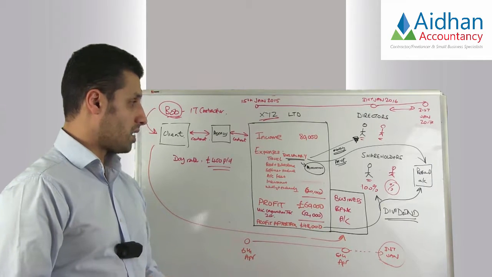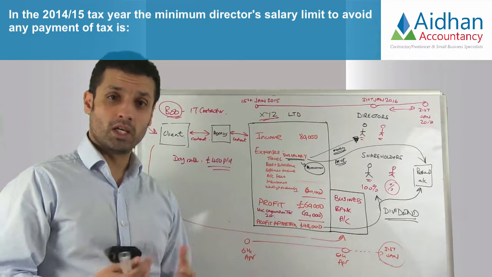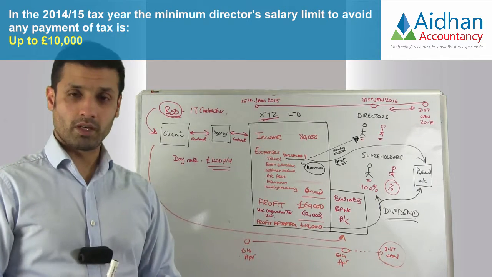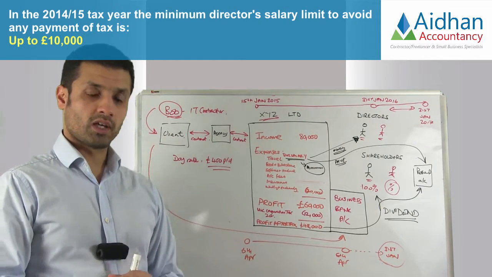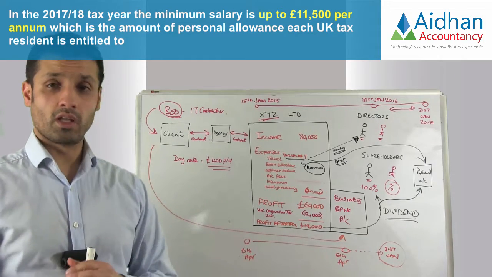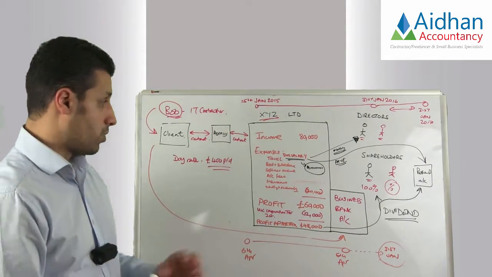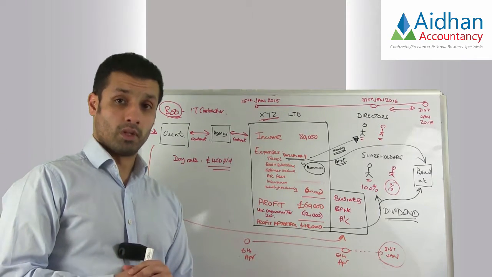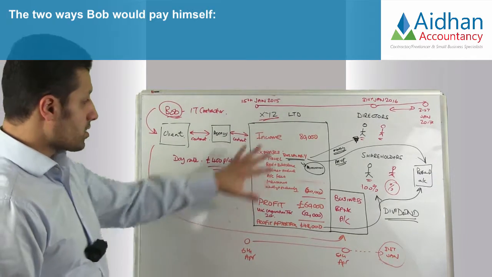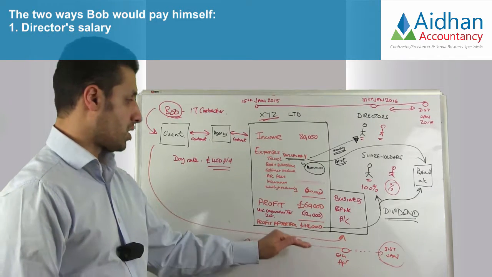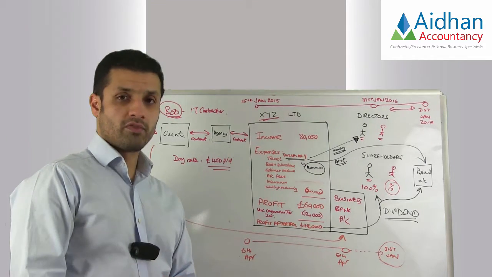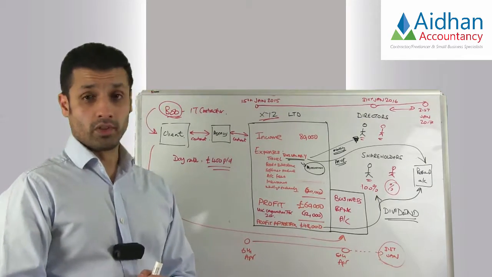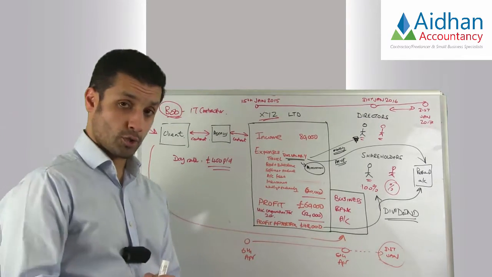As we currently stand in the 2014-15 year, for example, the minimum salary can be up to £10,000, which avoids any payment of tax, and that matches the personal allowance for any UK tax resident. There would be a small amount of national insurance payable on that, but it is very, very minimal. So they're the two ways Bob will pay himself: director's salary and dividends, normally on a monthly frequency, but the dividend can be less frequent than that, should Bob choose and decide to.